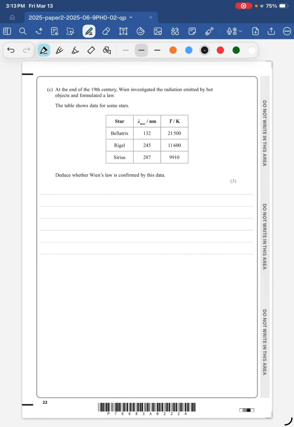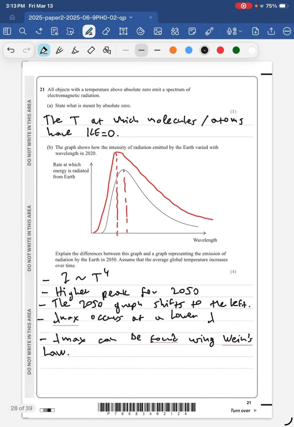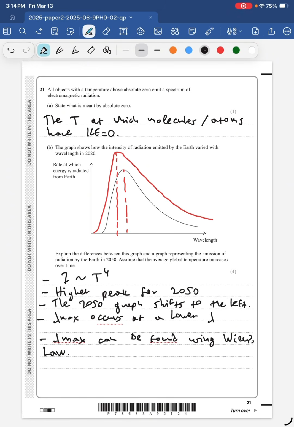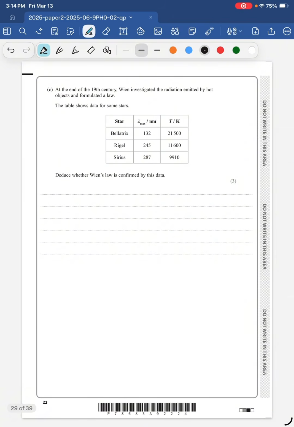I have a typo here. Wien is written W-I-E-N. Okay, Wien's law. At the end of the 19th century, Wien investigated the radiation emitted by hot objects and formulated a law. The table shows data for some stars. There are 3 stars there. We have the lambda max and their temperature. Deduce whether Wien's law is confirmed by these data.